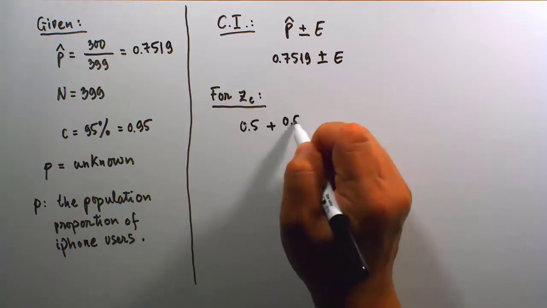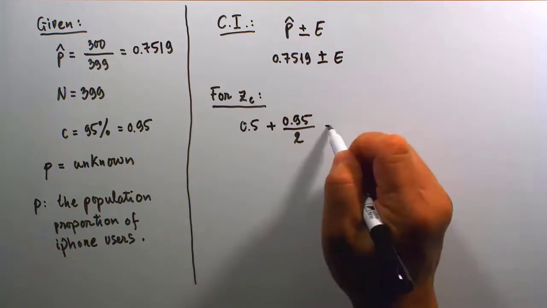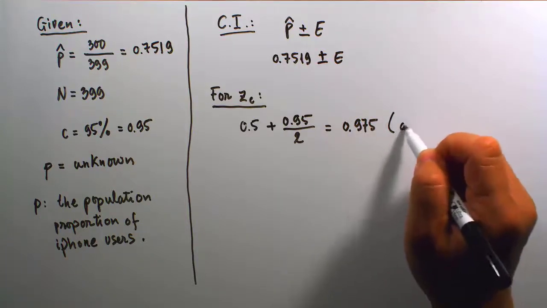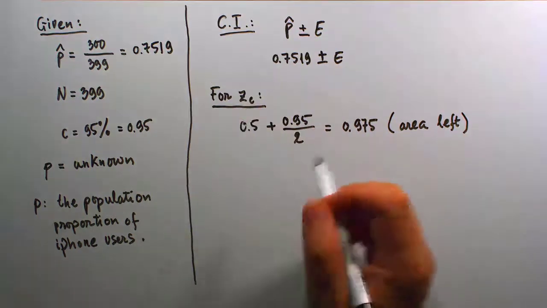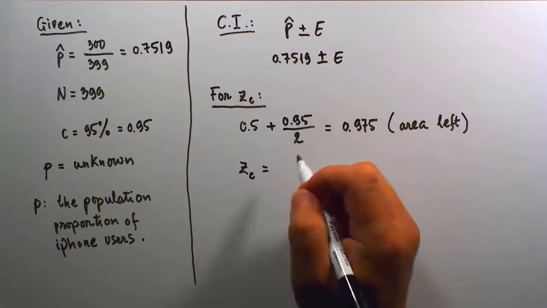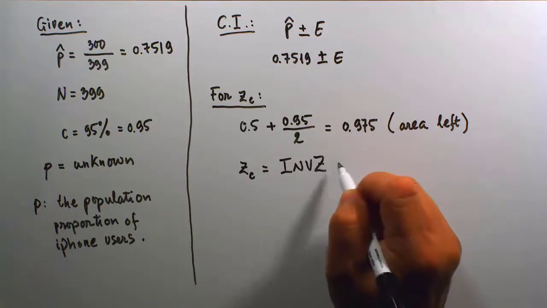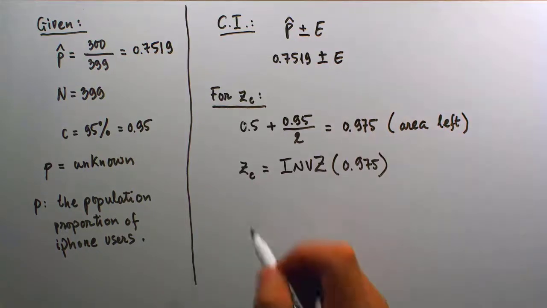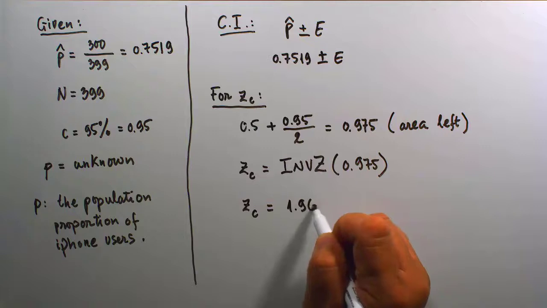0.5 plus half of 0.95, which is half of our confidence level, gives me 0.975. I regard this as the area to the left of this z sub c. And so our final z sub c is the result of running the INVZ with the provided left area of 0.975. And so the final z sub c is concluded to be 1.96.